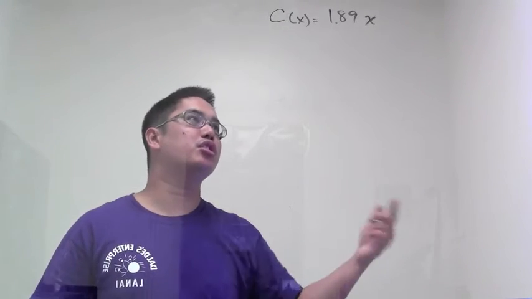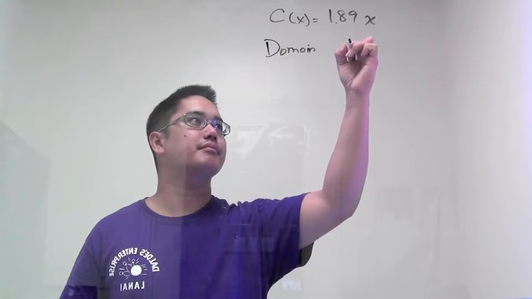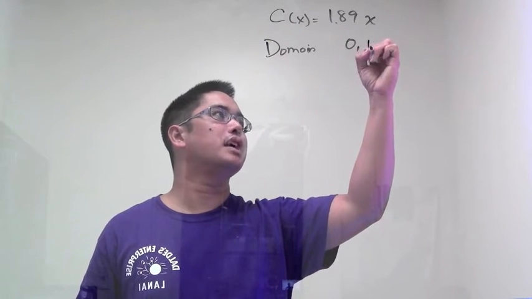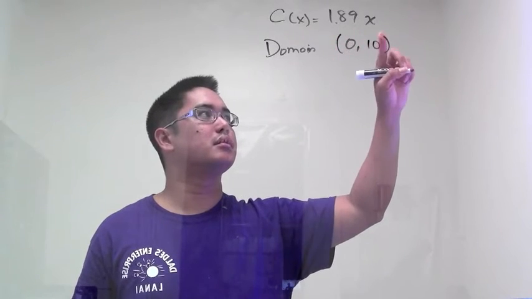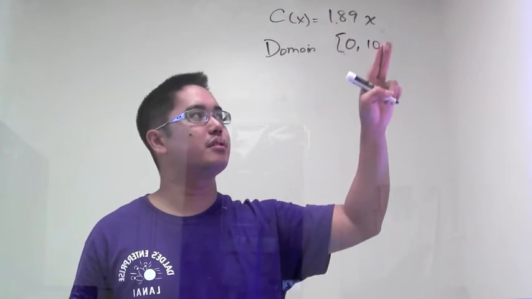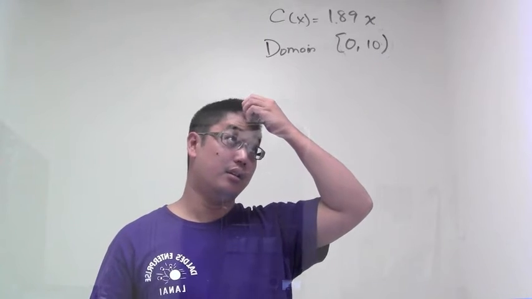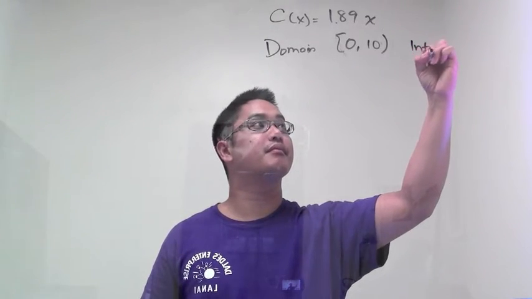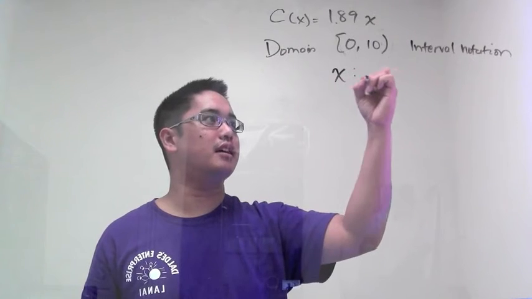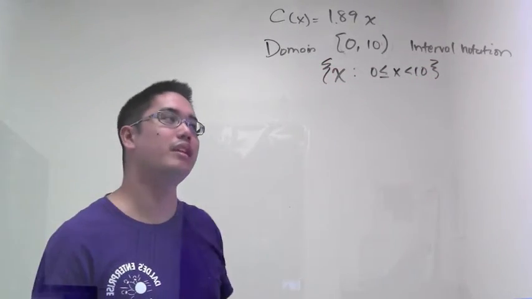Well, she could buy 0 apples, and I would say that the domain ends maybe over here at 10. I should put brackets on those because she could buy exactly 0 apples. And it goes up to 10 pounds, but I don't know if that necessarily includes 10 pounds, so I'm going to put a little parenthesis on that end. This is interval notation. In set notation, that would look like x such that x is between 0 and 10, with little squiggly brackets on that side.